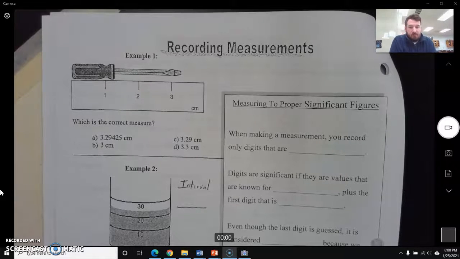Because I won't be seeing you today, and actually for the A group we were going to do something like this anyway, so this kind of works out. We'll be just doing these quick notes on measuring.